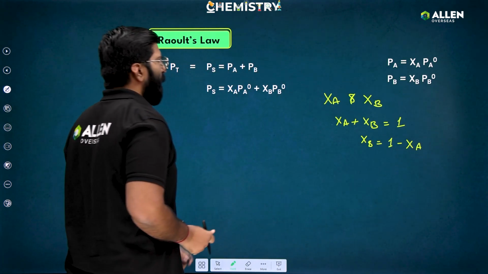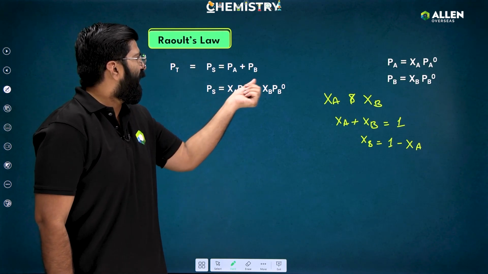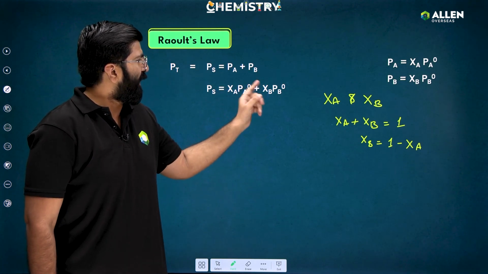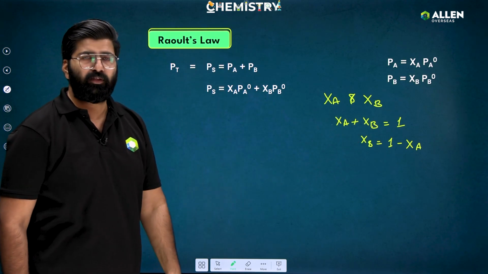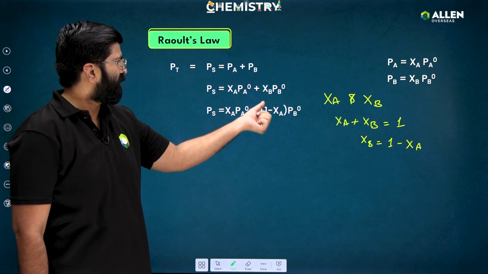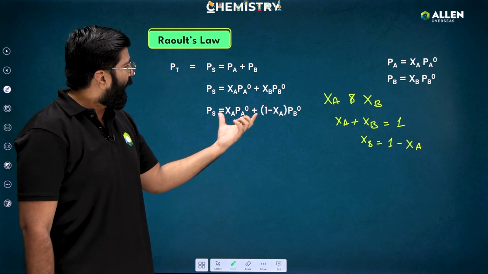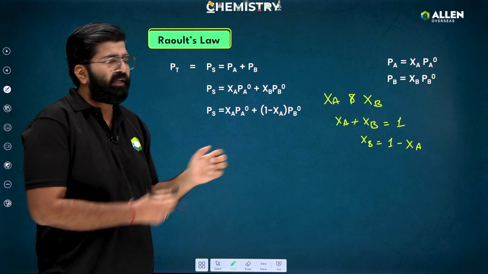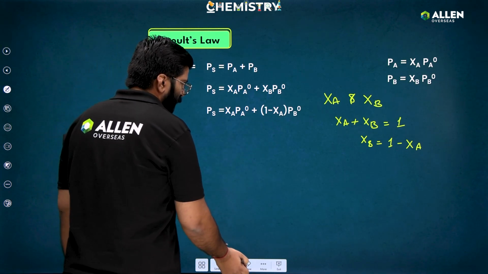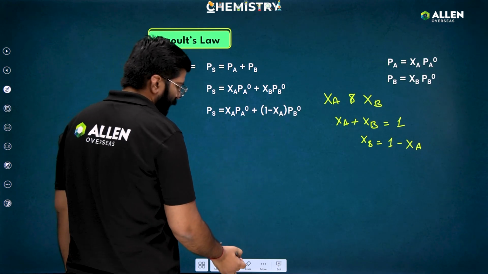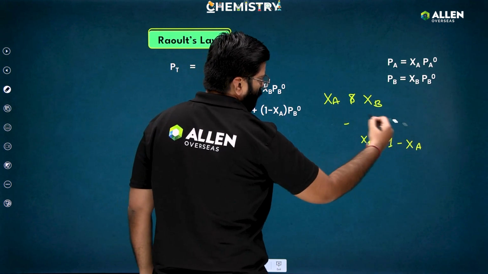Why am I saying this? Because over here you can see there is XA as well as XB. So instead of this XB, can I directly substitute this over here? Yes. So if I substitute this, it will start to look something like this. And when I multiply this and open this bracket, what is going to happen? Let's see that part. Everyone understood this part?